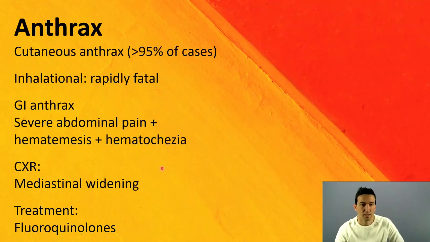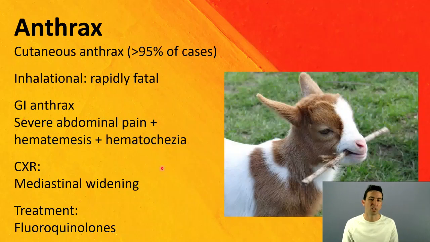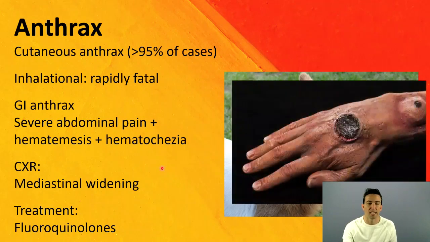Next one is anthrax. Cutaneous anthrax is the most common one, more than 95% of the cases, typically associated with contaminated hide, goat hair, wool, that sort of thing. There are different types. Inhalational is rapidly fatal. The GI type is severe abdominal pain; you get hematemesis, hematochezia. You get that chest x-ray that shows mediastinal widening.